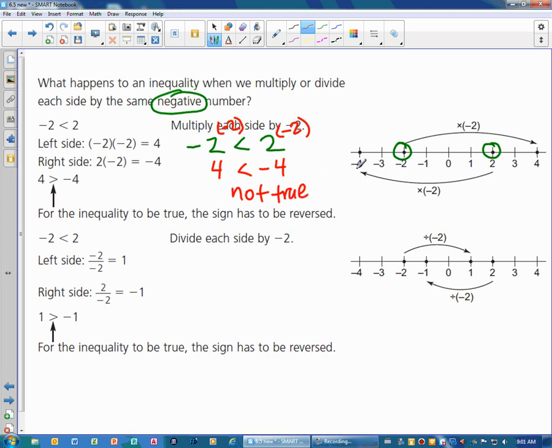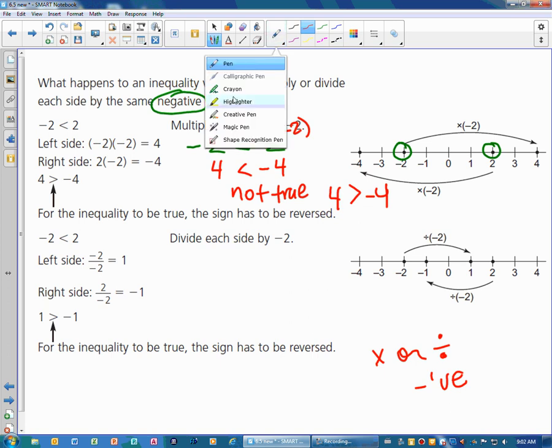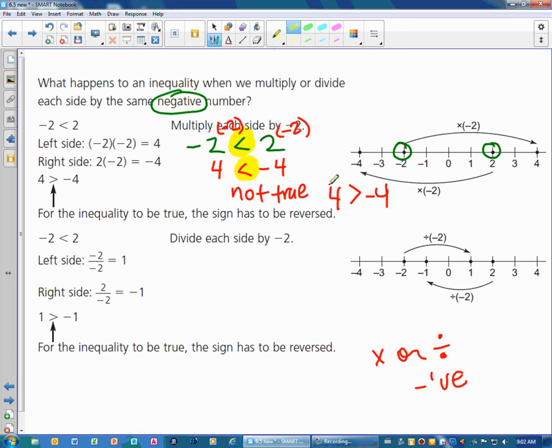Okay? So because this is an inequality, because we're talking about left side or right side, we have to watch out for multiplying or dividing by a negative number. 4 is not less than negative 4. However, 4 is greater than negative 4. Do you remember that rule? The rule is if you multiply or divide by a negative number, we have to switch the direction of the sign, or else the inequality won't be true. So because we multiplied by a negative number, we have to take the sign, which is a less than, and we have to switch it around to make it a greater than, or it's not going to be true.